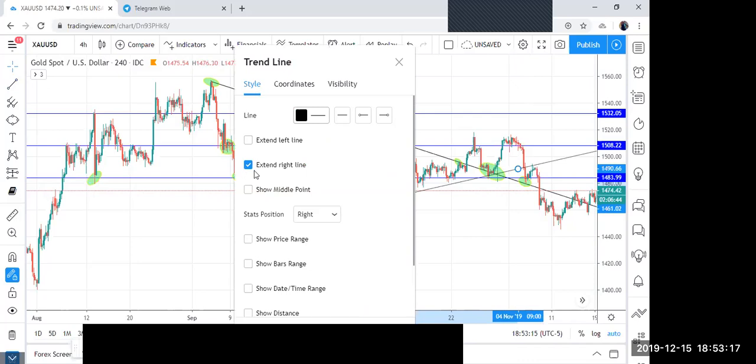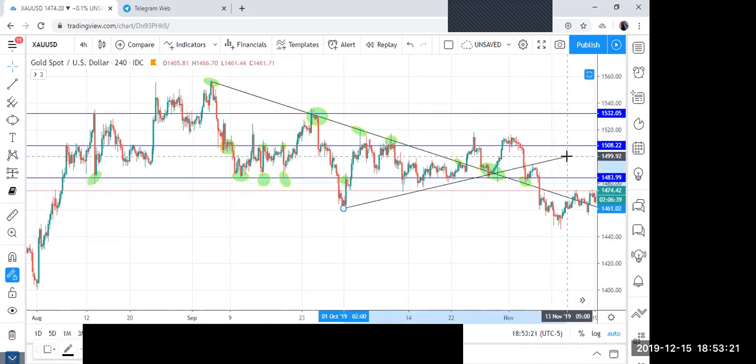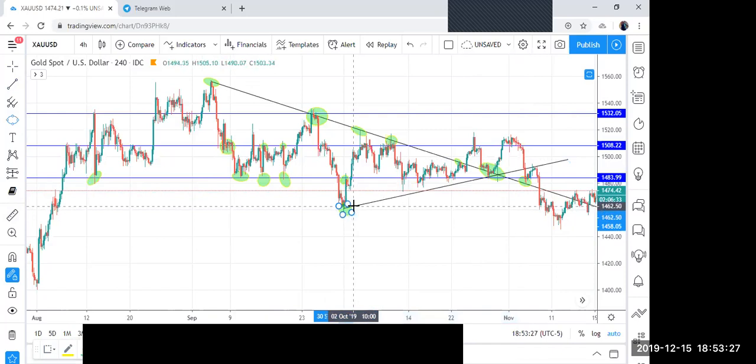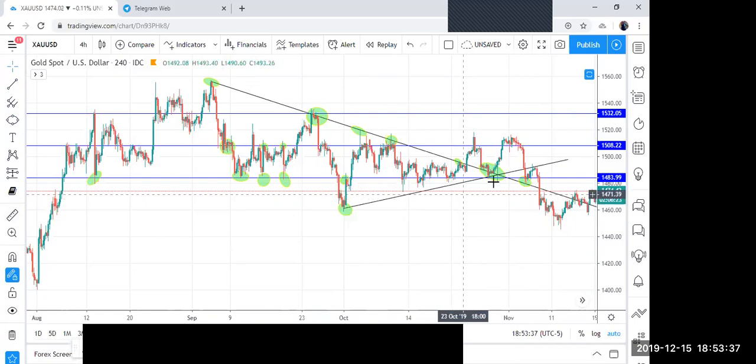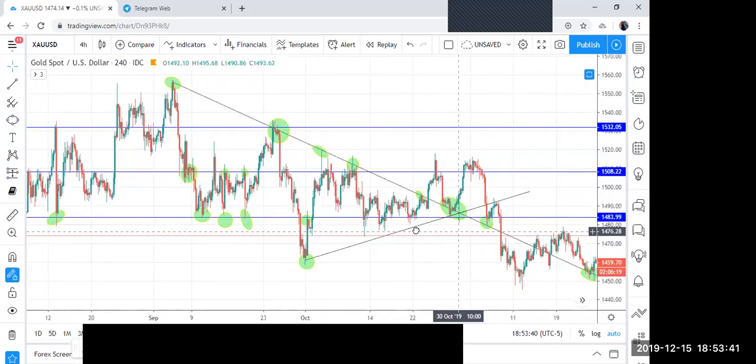Settings. Move that extend. One touch here. Price found support here. It broke below, went back up to retest the same trend line. Retested it and then dropped. A lot of pips there.